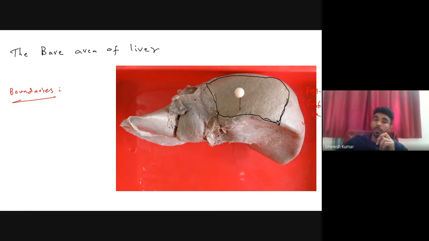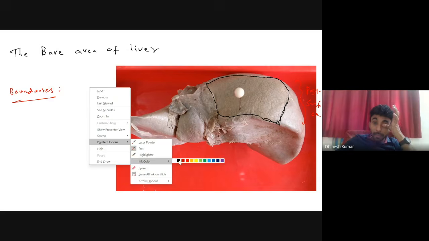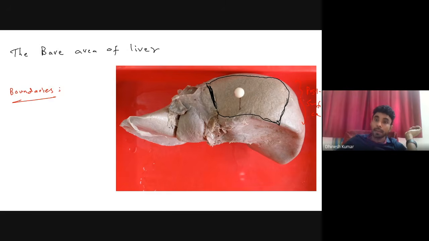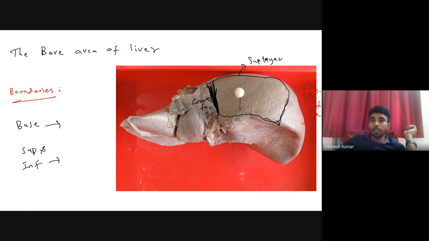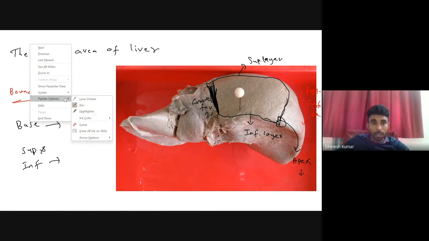Okay, so the boundaries of the bare area of the liver: this is the base, formed by the groove for IVC. Superiorly and inferiorly, the bare area is bounded by the superior and inferior layers of the coronary ligament, and this is the apex, formed by the right triangular ligament. I will show you in the next slide.